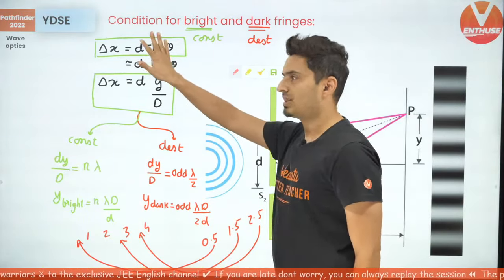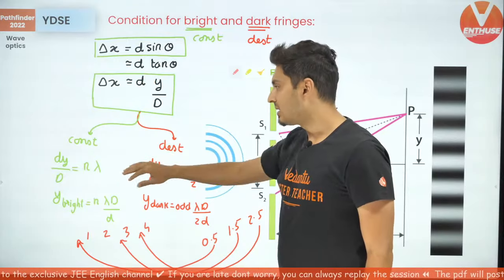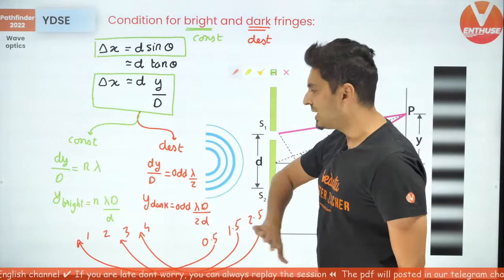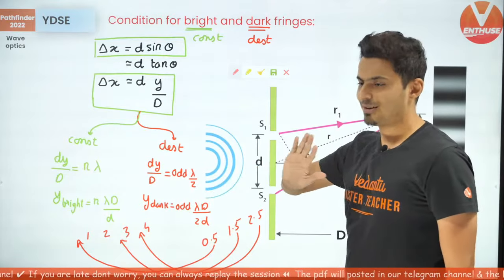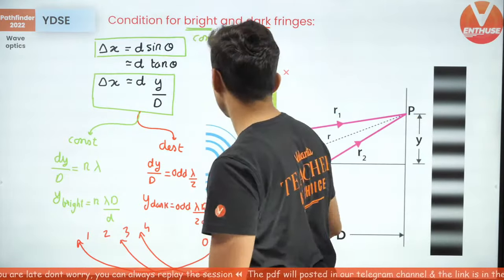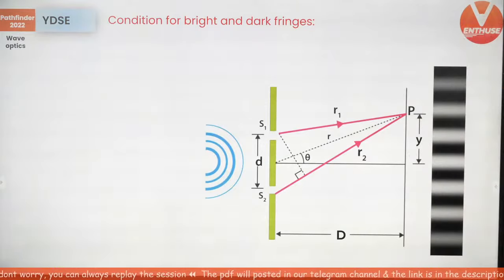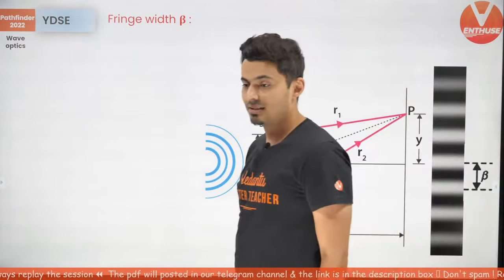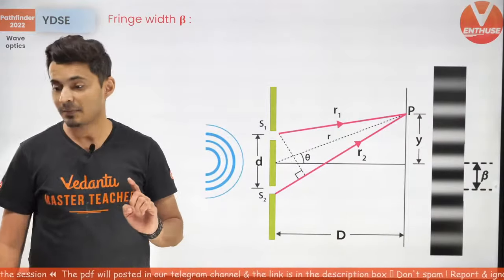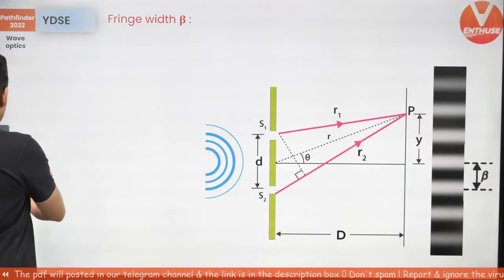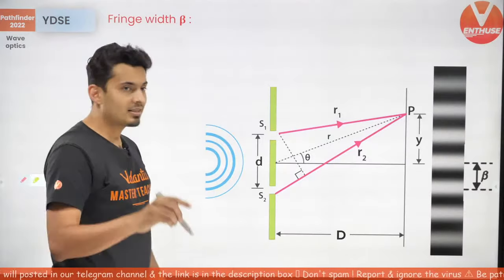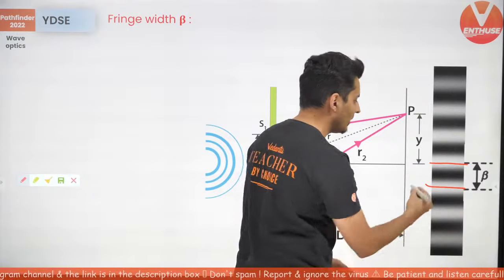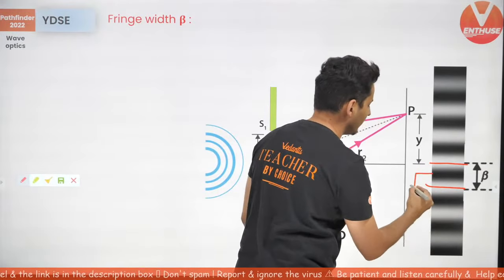Two important formulas: path difference, and next, path difference is equal to n lambda or odd lambda by 2. That's by the basic theory of constructive and destructive interference. That's all you need to remember. Fair enough. Now let's talk about something called the fringe width, and then we'll start with the problems. What is the fringe width? Fringe width means the distance from one bright region to the next bright, or from one dark to the next dark.